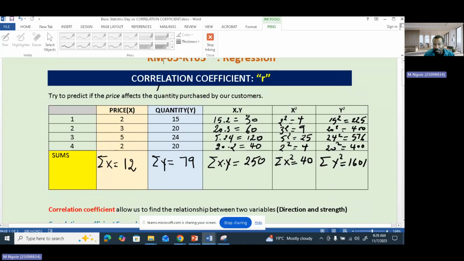So this is what you need to do. Those are your two variables. You need x times y, x squared, and y squared, right? Like in order for you to get the correlation coefficient. Let me stop sharing first.